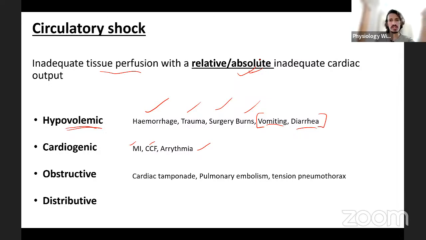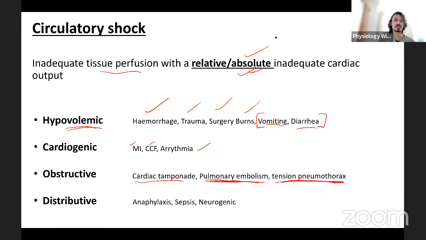Then the obstructive problem. As blood passes through the chest, some sort of obstruction is happening. For example, cardiac tamponade, where the outside of the heart is covered by blood and it's not able to pump enough, or pulmonary embolism, or tension pneumothorax. In all of these cases, what is happening? From the right ventricle, blood goes through the pulmonary vasculature to reach the left atrium and left ventricle. At this stage there is a problem. Ultimately, there is an absolute reduction in cardiac output.